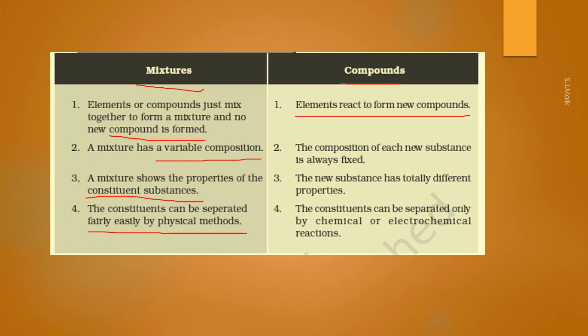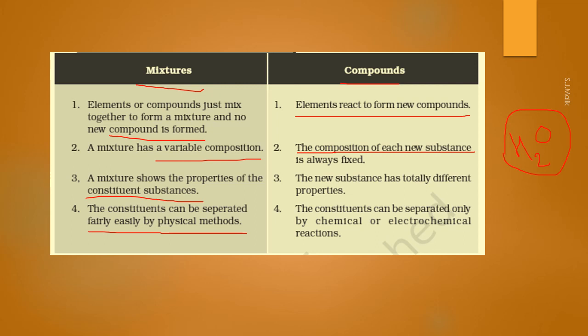एलिमेंट्स रिएक्ट टू फॉर्म न्यू कंपाउंड्स। केमिकल रिएक्शन होता है तभी कोई नया कंपाउंड बनता है, और जो न्यू सब्सटेंस बनता है उसका कॉम्पोजिशन ऑलवेज फिक्स रहता है। एज आई टोल्ड यू H2O, तो H2O में H और O का कंपोजिशन, ये जो H2O का प्रोपोर्शन है, दैट विल बी सेम ऑलवेज। Anywhere you go, water formula will be H2O only. The proportion of hydrogen and oxygen is fixed.